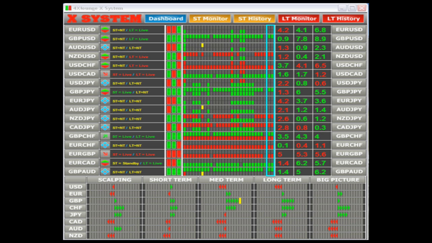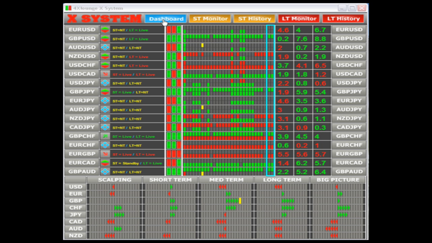We're proud to release the newest version of our X System trading software. This new version includes both short-term and long-term trade alerts. The short-term trade alerts are good for day trading and swing trading, while the long-term trade alerts are good for longer-term swing trading and position trading.